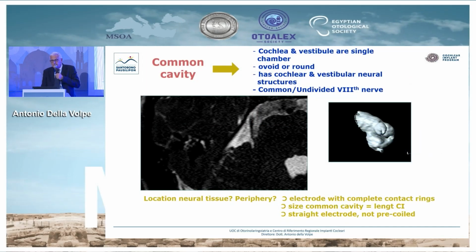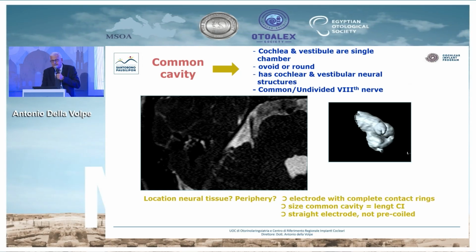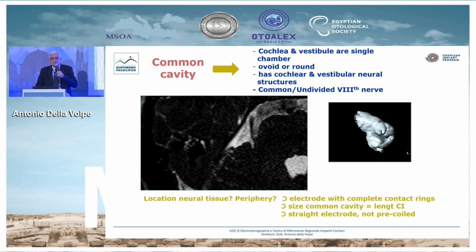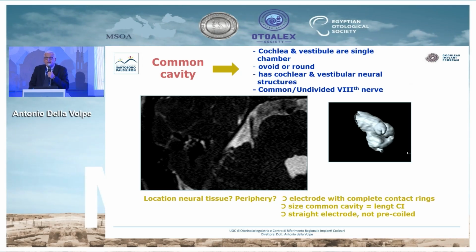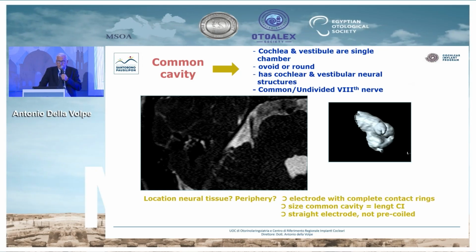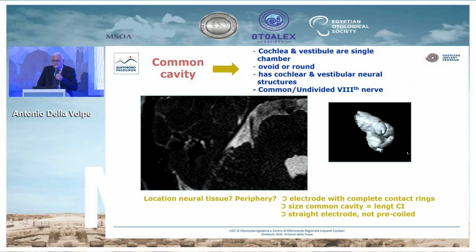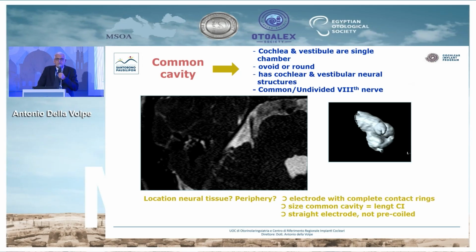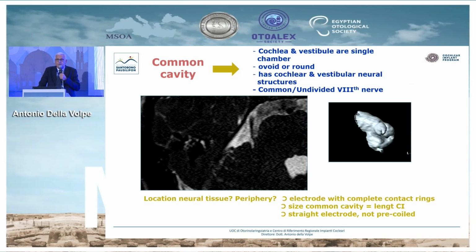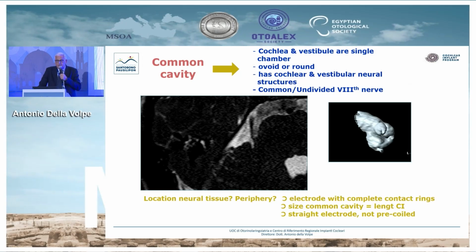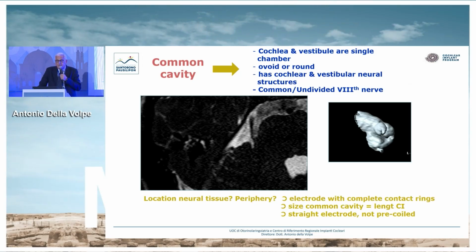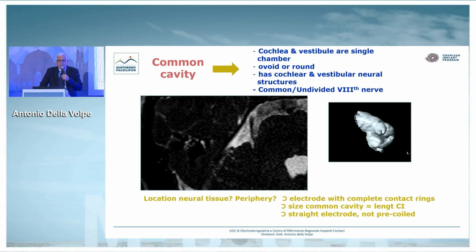What about the other kinds of malformation? One malformation that is not very frequent is the common cavity. In this case, you can use a special surgical technique because you can insert the electrode through the semicircular canal. In this case, it's very important to also perform a CT scan after surgery, and in some cases you also use a system to evaluate the position of the electrode before, and to evaluate the dimension of the cochlea before.